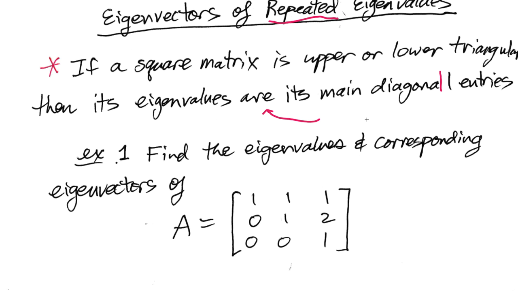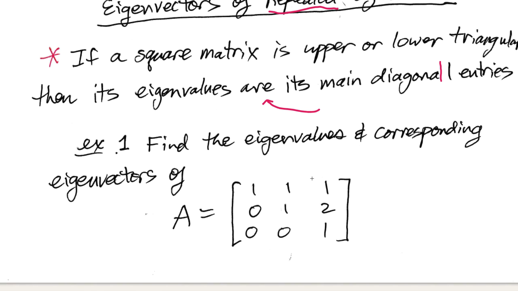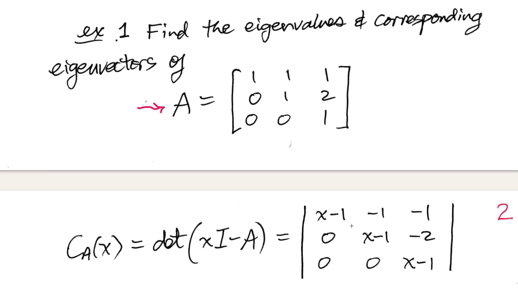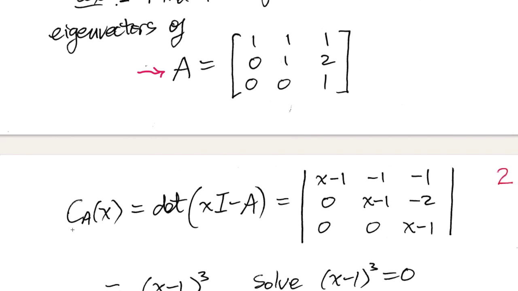Does that seem clear? Well, if that statement is true, if I have the following 3 by 3 matrix, A is 1, 1, 1, 0, 1, 2, 0, 0, 1, then what would the eigenvalues be? The eigenvalues would be, because this is an upper triangular matrix, the main diagonal entries, which are what? Ones, right? 1, 1, 1. Obviously, repeated eigenvalues here. Let's just go ahead and see that.